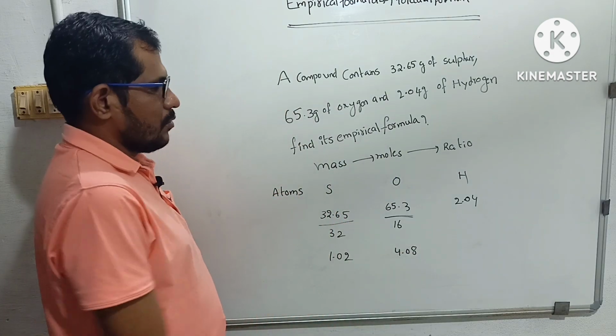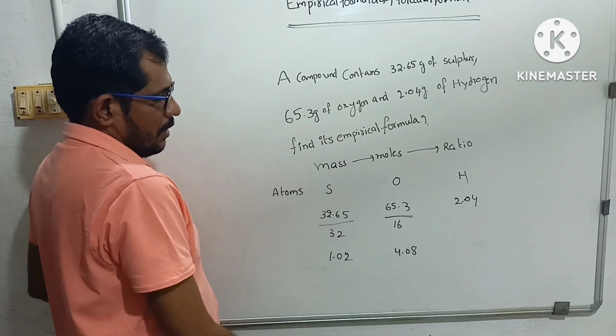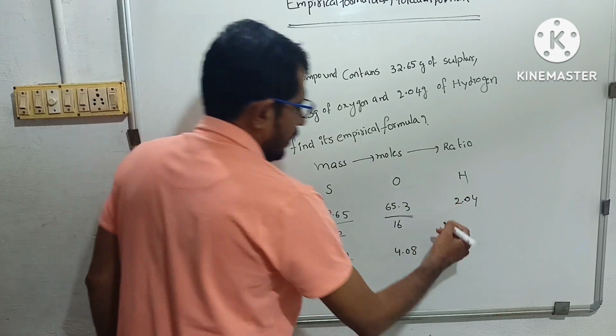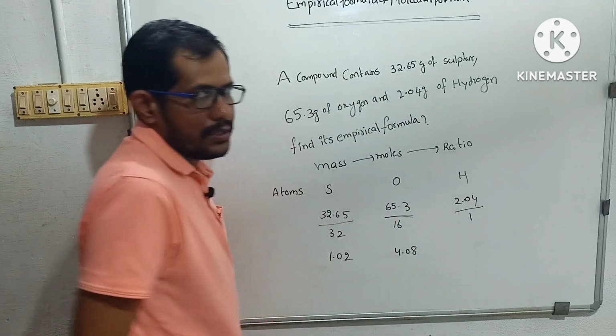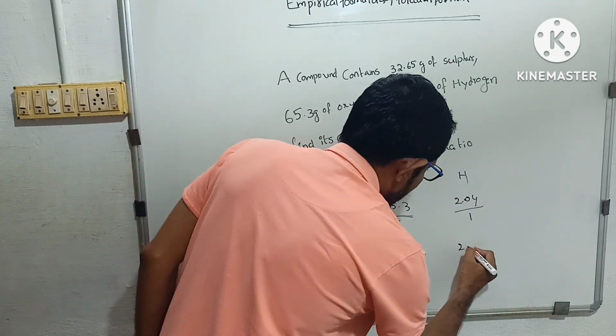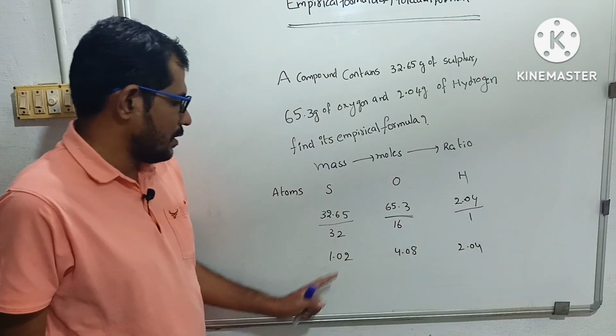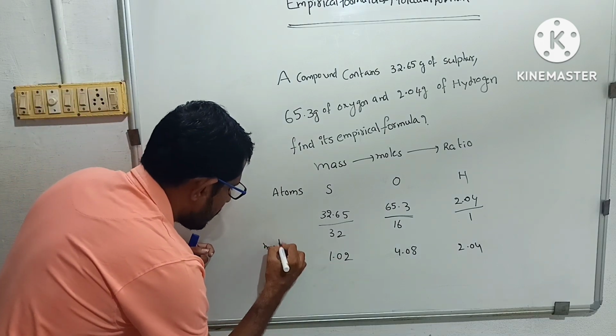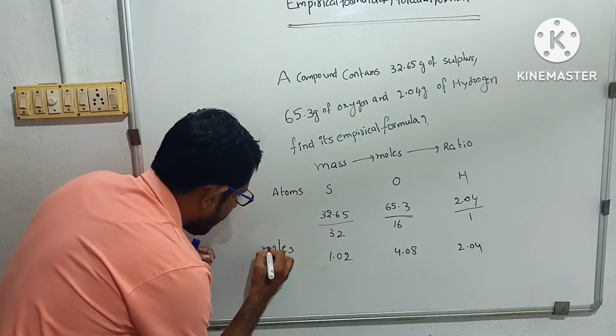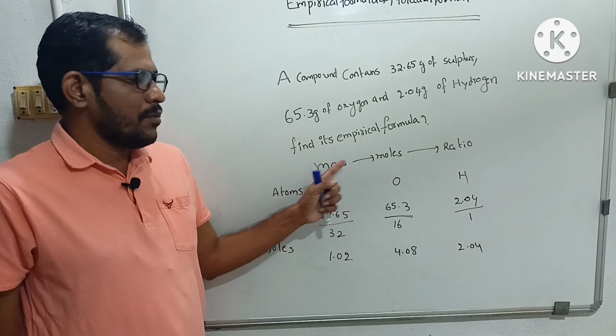4.08. So what is the relative atomic mass for hydrogen? It is 1. If you divide this, it will come to 2.04. This is the next step. We got the moles from mass.